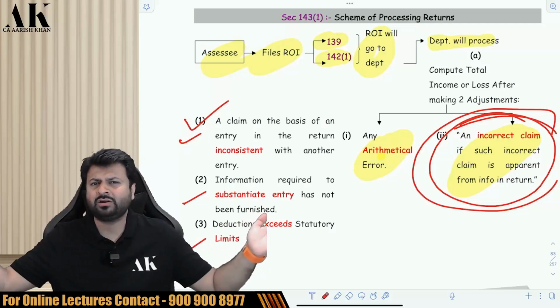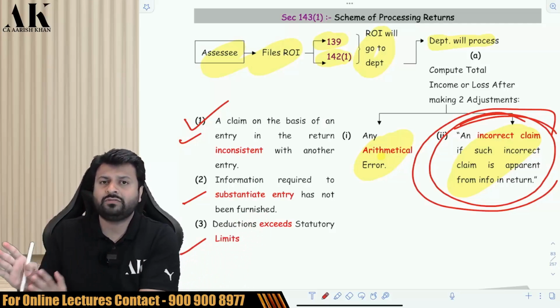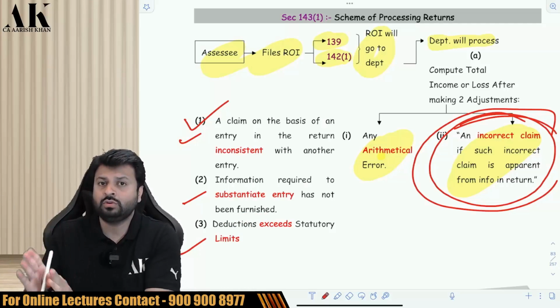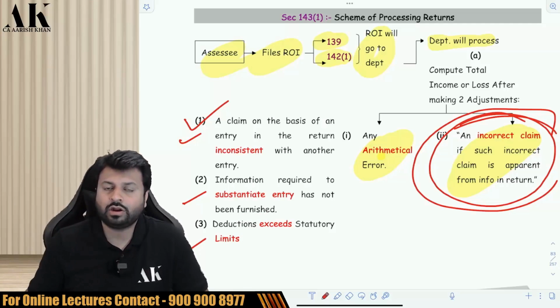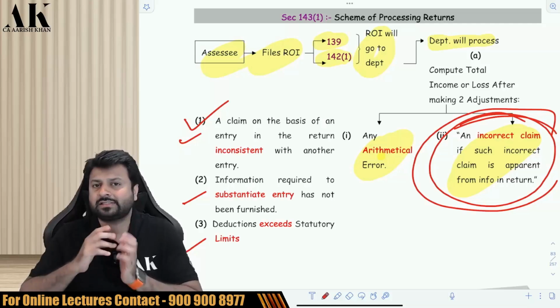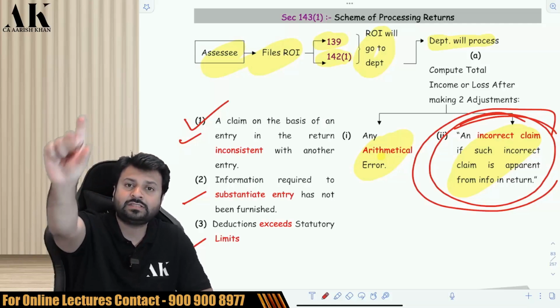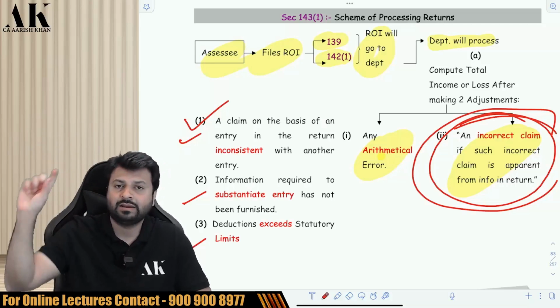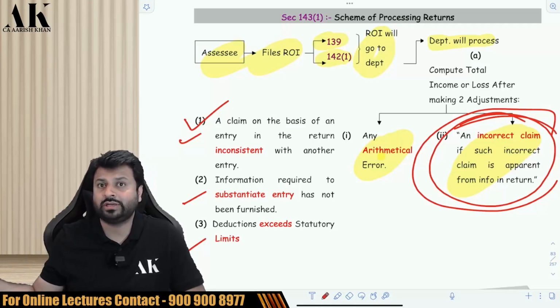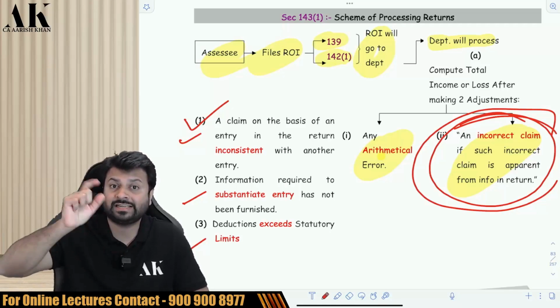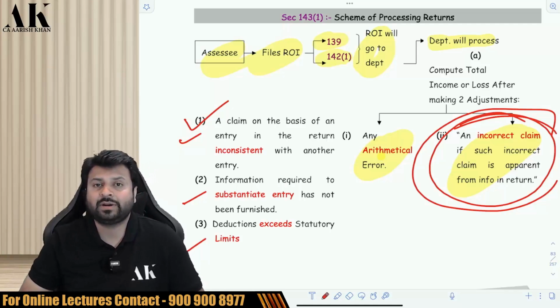A return is a very big document of 25-30 pages. One piece of information has to be put at 2 places, but you are putting it inconsistently. You are not putting it consistently, you are putting it inconsistently. For example, in the depreciation schedule it is shown as 24 lakhs, but while computing the PGBP income it is showing 30 lakhs. Therefore there is an inconsistency and the software will adjust that particular item.